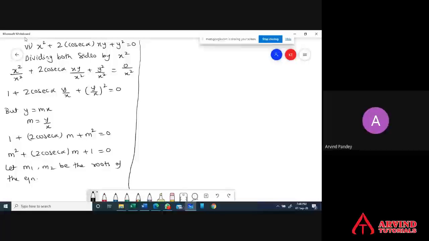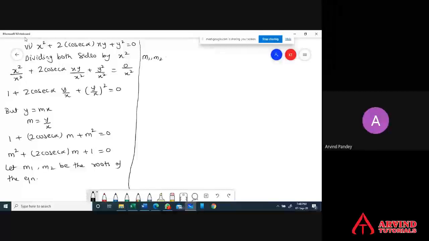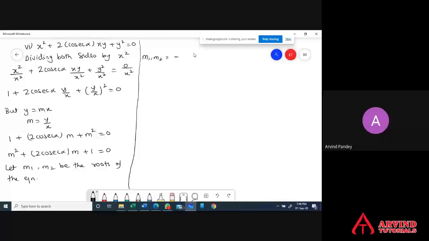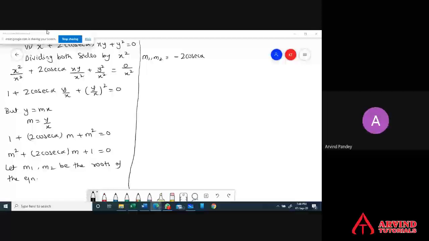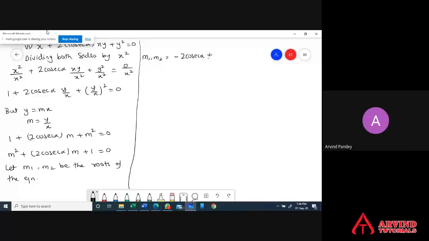Okay, so your m1, m2 will be minus b plus minus root of b square minus 4ac upon 2a. If you can recollect, look, this is your a which is 1, this is your b and this is your c.